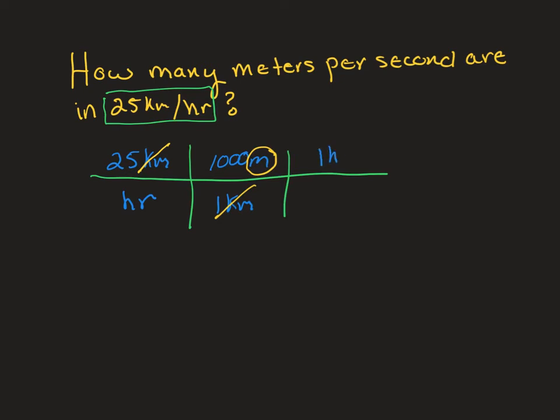So 1 hour is equal to 3,600 seconds. Notice I put the hour up top so that when I divide 1 hour by 1 hour, they cancel out, and I'm left with units of seconds on the bottom. So now I have units of meters per second. This means that I'm going to take the 25 times 1,000 and divide by the 3,600.